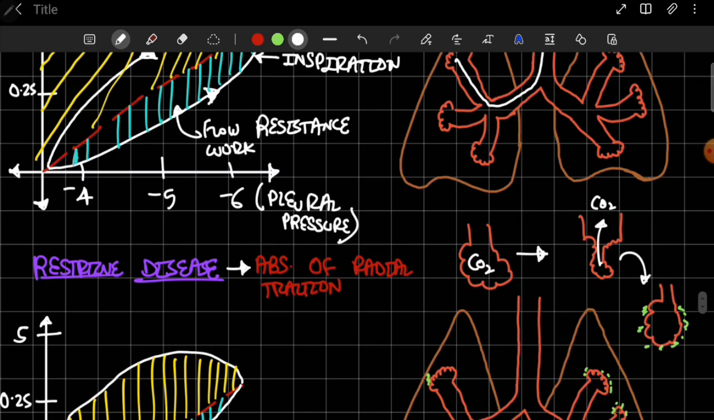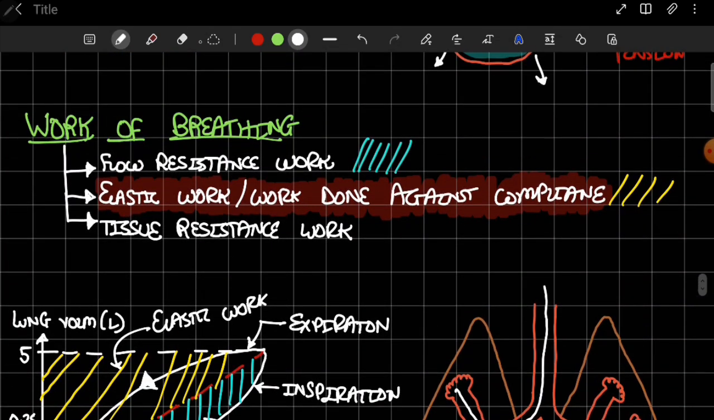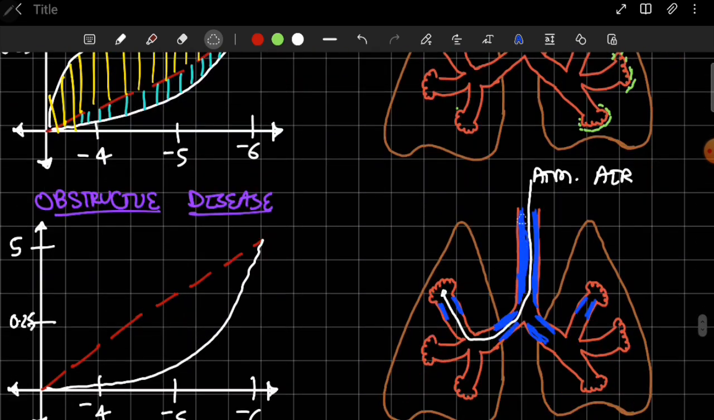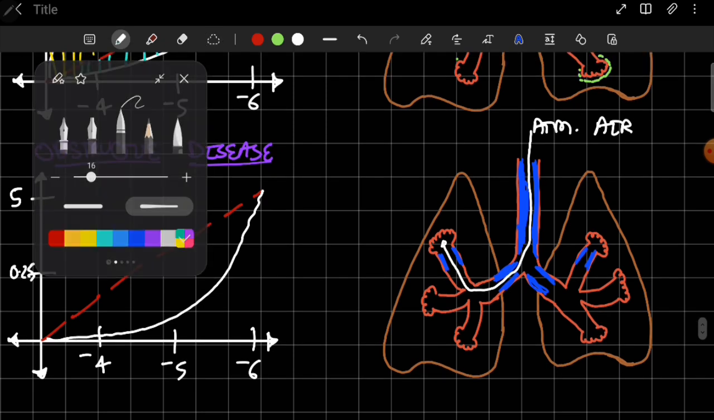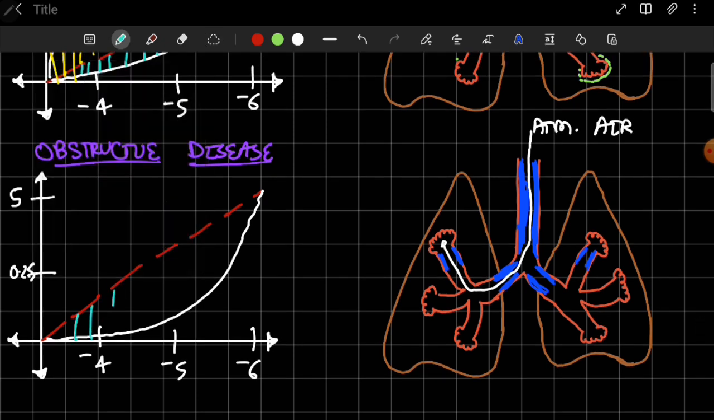what is this term? Flow resistance work. It is the work done by airflow against resistance. So this is the resistance. This hindrance is the resistance. So since this hindrance is the resistance, the flow work will increase. So the flow work is increasing.